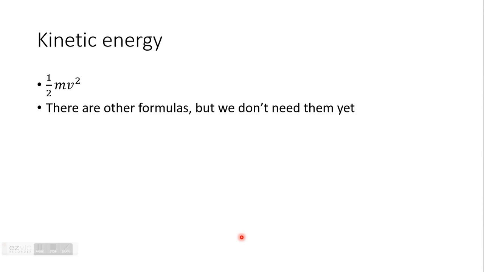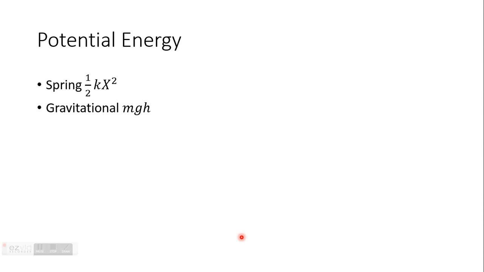Types of kinetic energy: there's only one that we will need currently, and that's translational kinetic energy. That's 1/2 times the mass of the object times the translational velocity of the object squared. And then for potential energy, there's spring potential energy, which is 1/2 times the spring constant k times the displacement the spring undergoes squared. And then there's gravitational potential energy, which is the mass of an object times gravity times the height of the object above the ground, measured in meters.